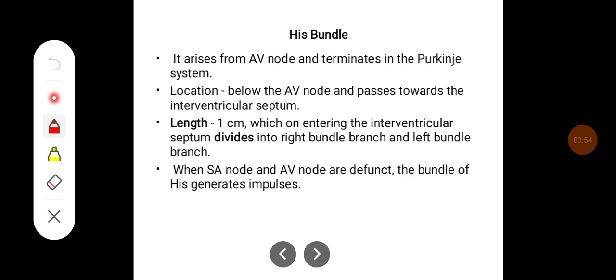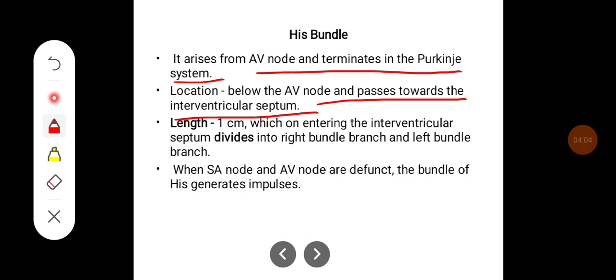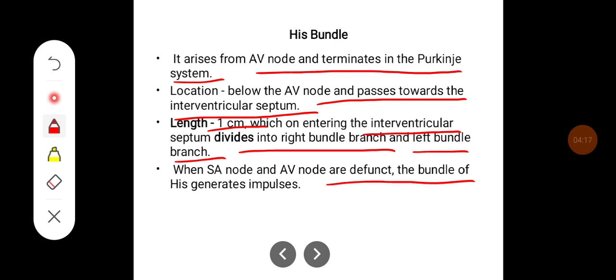His bundle. It arises from the AV node and terminates in the Purkinje system. It is located below the AV node and passes towards the interventricular septum. It is 1 centimeter in length, and on entering the interventricular septum it divides into the right bundle branch and left bundle branch. When the SA node and AV node are defunct, the bundle of His generates the impulses.